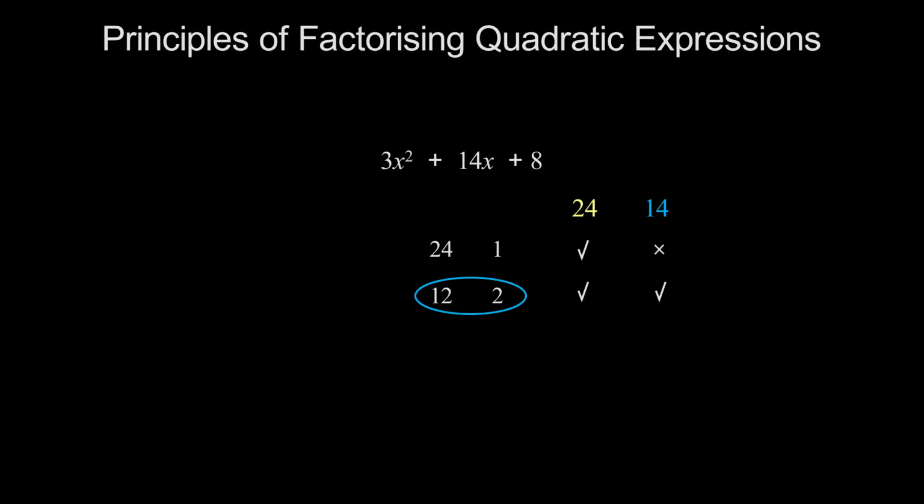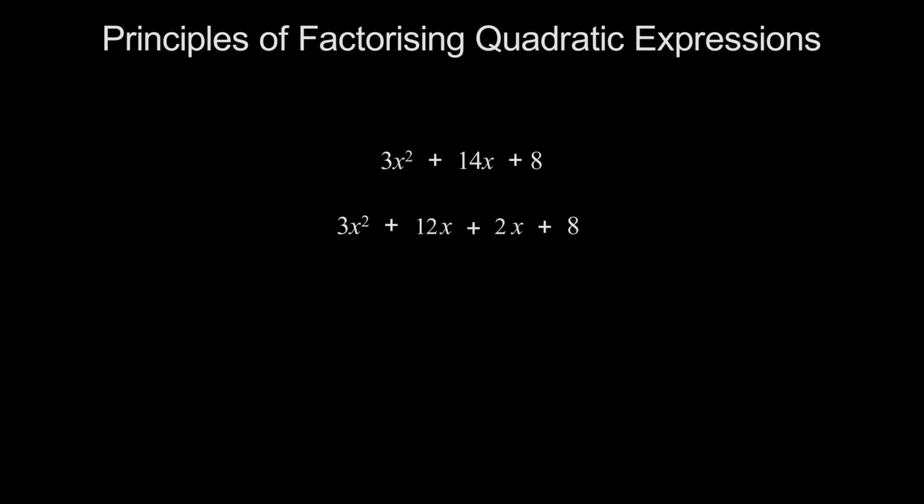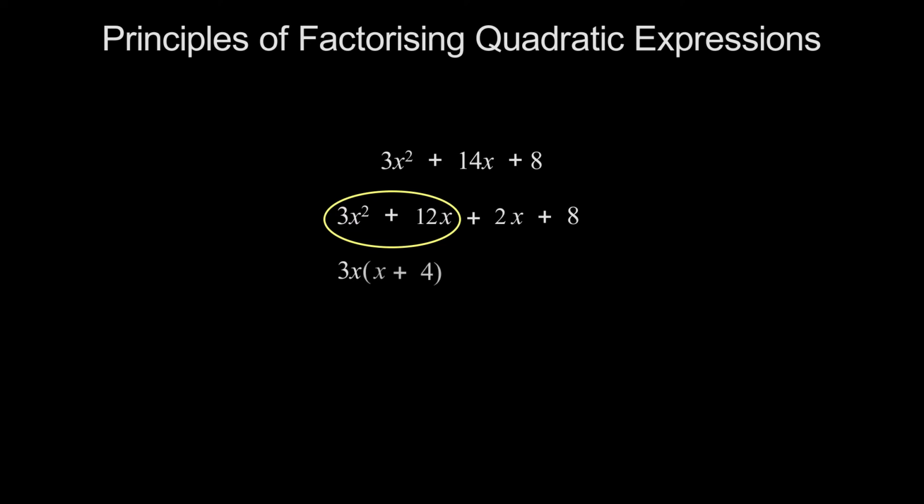We partition 14x into 12x + 2x, to get 3x² + 12x + 2x + 8. The first 2 terms have the common factor of 3x, so it can be factorised to 3x(x + 4).